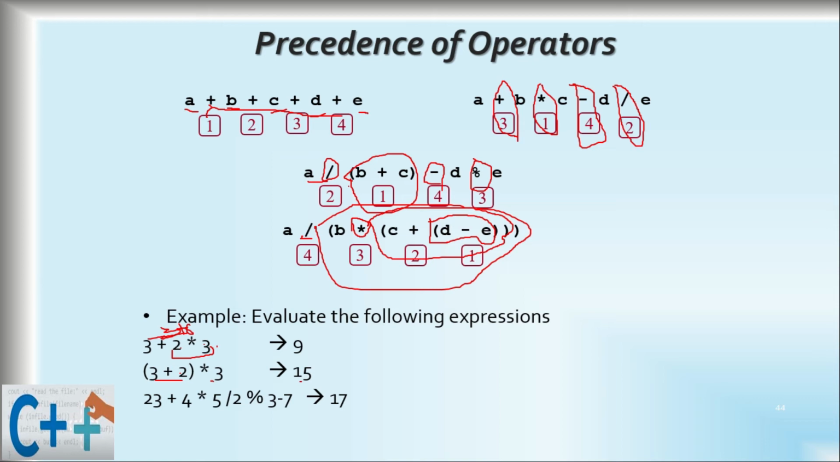How does it work? Like the previous one, you should first multiply: 20 over 2 is 10. Then the second one is 10 modulus 3, which is 1. Then 23 plus 1 is 24, minus 7. So 23 plus 1 minus 7 is equal to 17. 24 minus 7 is equal to 17. This is right. Yes.